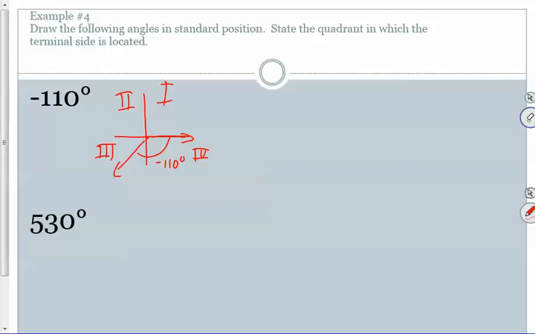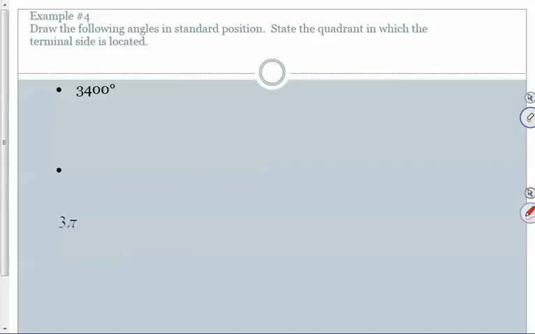530 degrees. All right, draw your x and your y-axis. 530 goes clockwise. We know 360 degrees gets me here. 360 degrees gets me here. And another 180 would be 540. So I'm going to come this way. Something like that. This is in the second quadrant. All right.